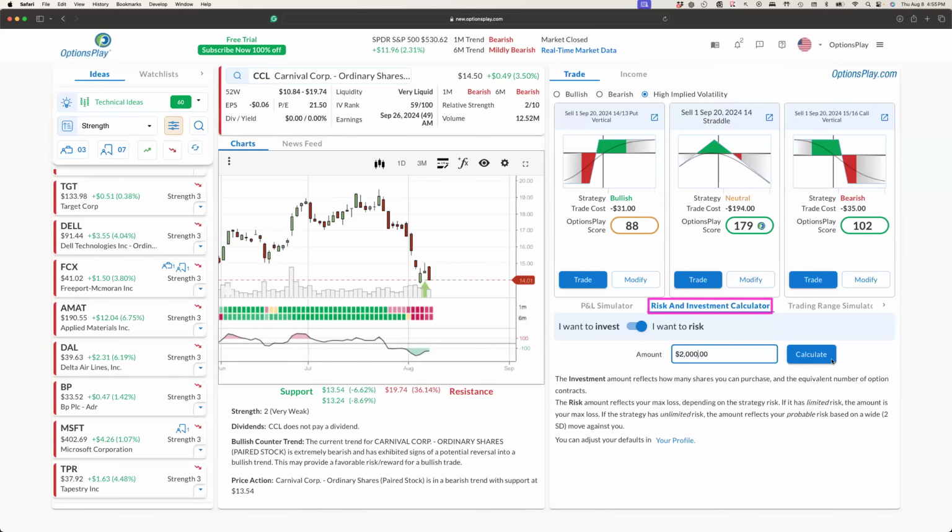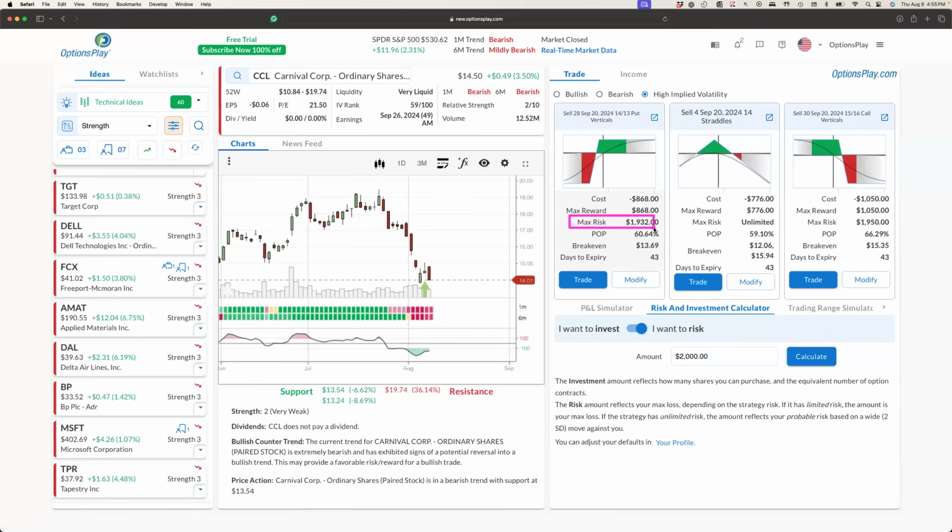Let's say you're willing to risk $2,000 on a trade. You click on calculate, and it's going to calculate the appropriate number of contracts for you so that the max risk on the specific strategy is what you deem it to be, right? So that no matter what happens, it doesn't matter where the markets go, whether they end up 10% higher, 10% lower, they stay where they are, the most you'll risk on this particular trade is $2,000.